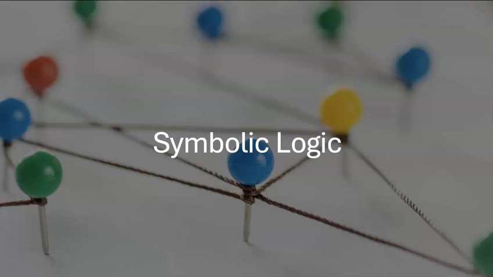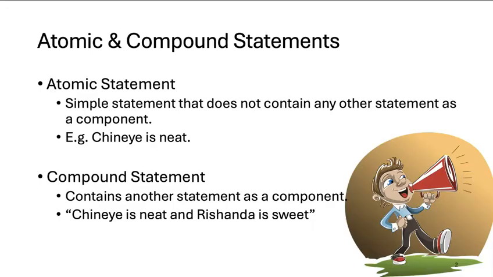Today we're looking at symbolic logic, a part of our Introduction to Logic course. Statements can be considered atomic or compound statements. Atomic statements simply mean it's a simple statement that does not contain or refer to any other statement as a component. Example, Sinead is neat. A compound statement, however, contains another statement as a part of the statement. For example, Sinead is neat and Rishanda is sweet.